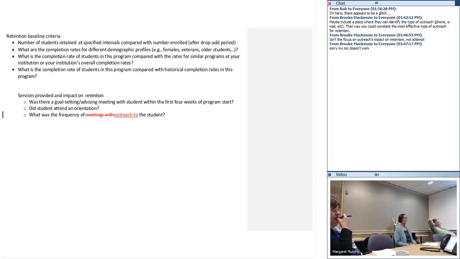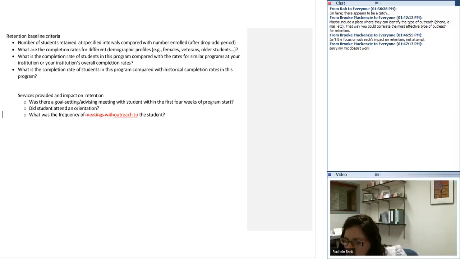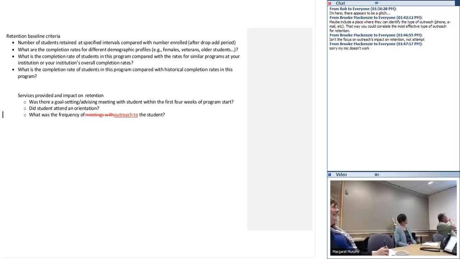Is it that more contact, does the amount of contact equal a difference in success? Mm-hmm. In that case, it would be consummated contact. Right? Brooke's chatting in the box. That's the term. I want that term in there. What was the frequency of consummated contact to the student? That's what I'm voting for. Yeah. A few hands up on that one. Successful contact? Brooke is chatting in the box again: focus on outreach impact on retention, not attempt. Yeah. Oh, yeah. We go.